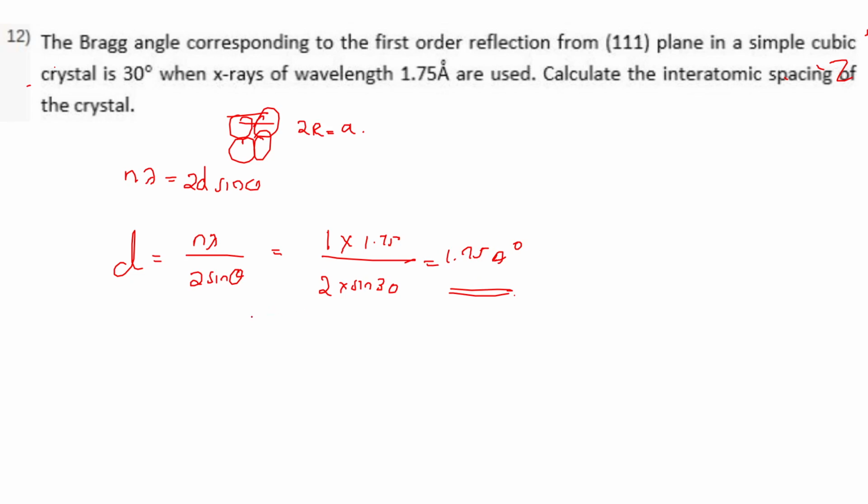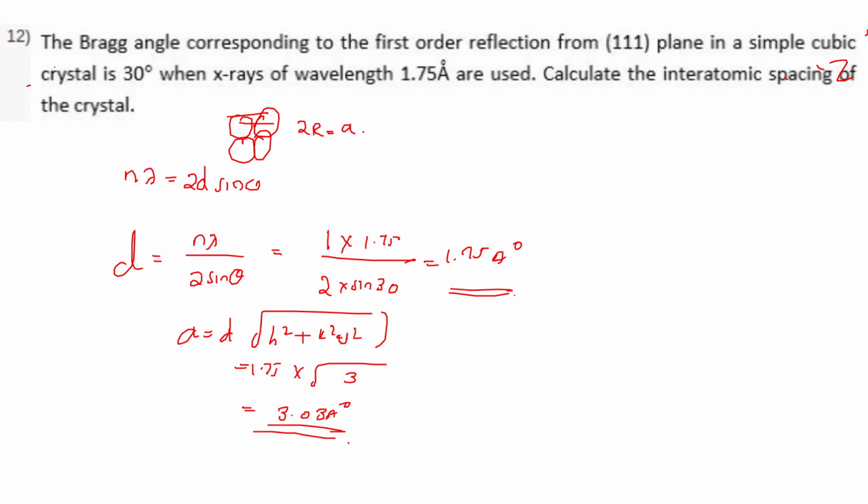Okay, from there you have to calculate a is equal to d into root of h square plus k square plus l square. So then 1.75 into root of 1 square plus 1 square plus 1 square, so root 3 you will get, and you will get the final answer 3.03 angstrom.